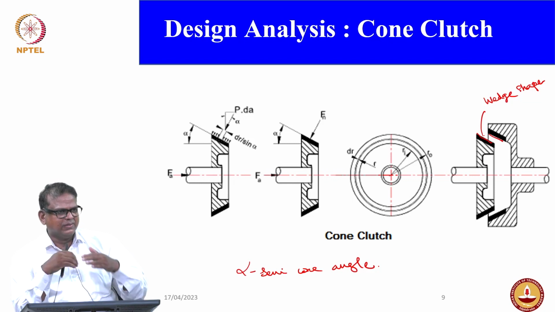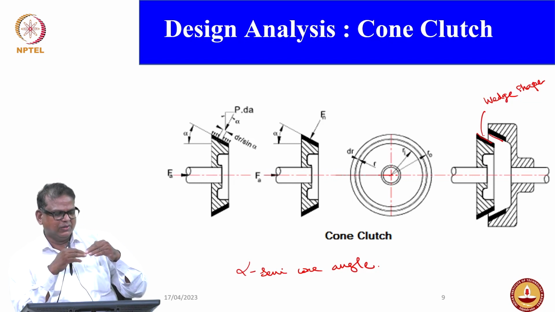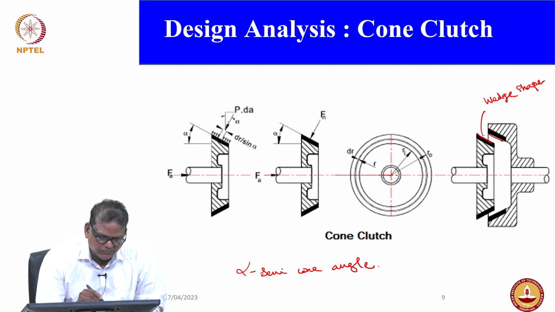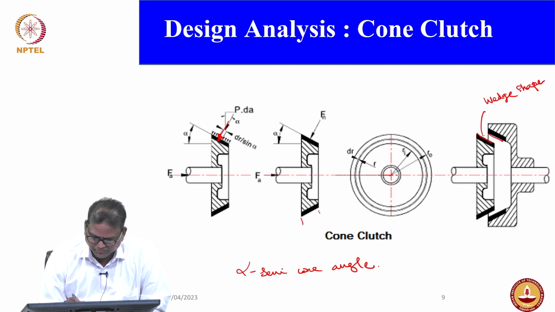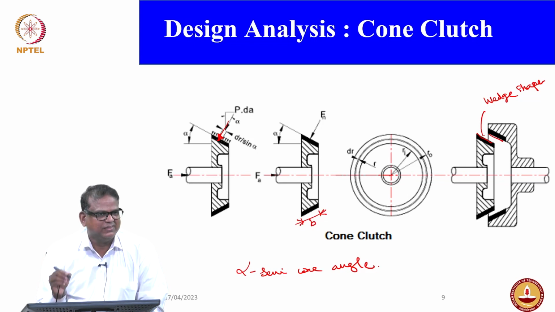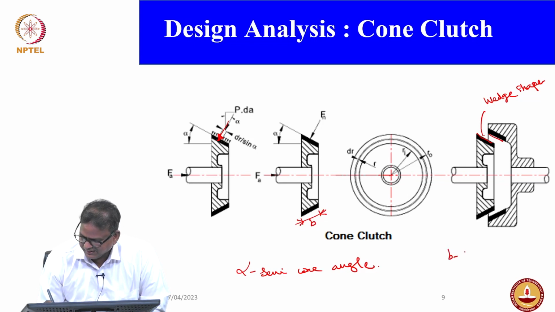Only difference is you will have a wedge shape, right? So that means the normal force will act along the friction lining. Usually we take it as this is the face width B. B is the face width, similar to your gear face width, right? B is the friction face width of friction lining.